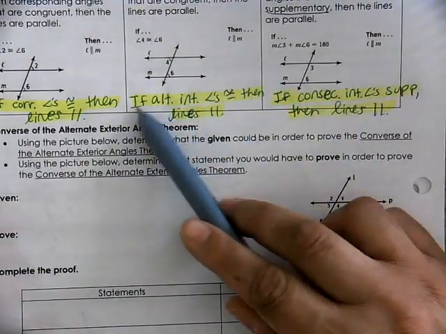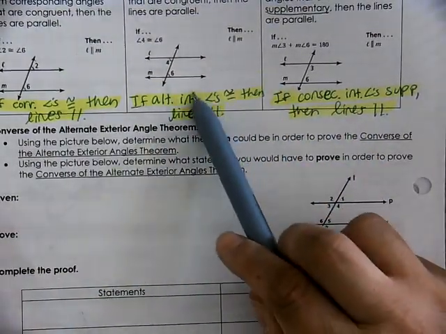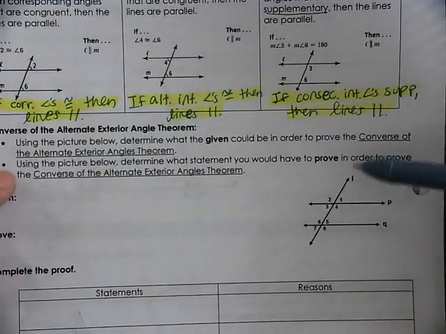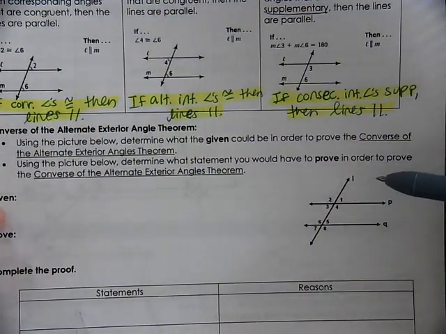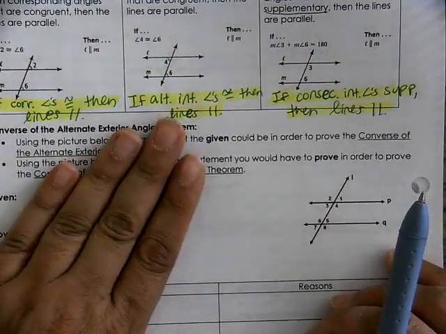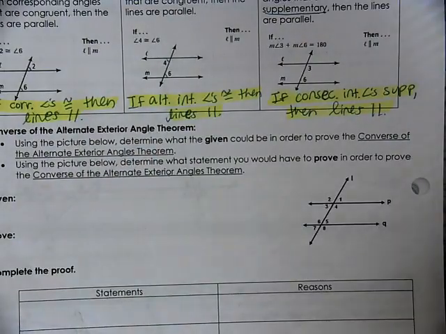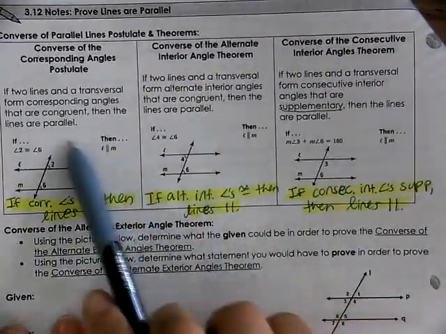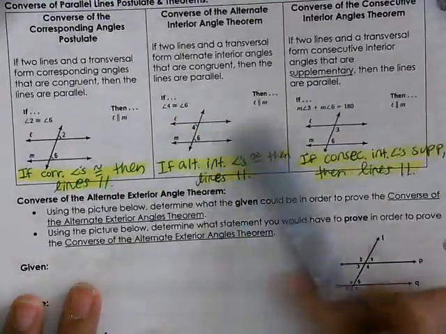But it's going to be the same exact thing as this, except change the word interior to exterior, right? That's the only difference there. So we're going to use the picture below to try to fill in our given and our proof, and then we're going to do the proof for it without using the actual theorem. Because remember, when you're trying to prove a theorem, you can't use the same one. But we can use any of these if we want to, because those are already done for us.